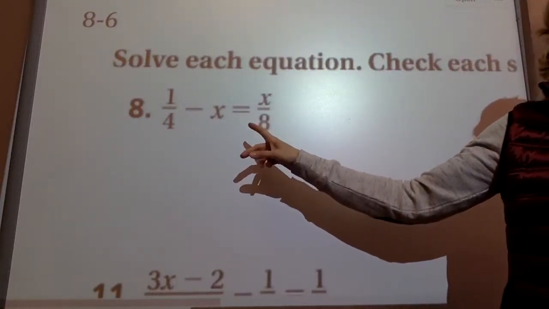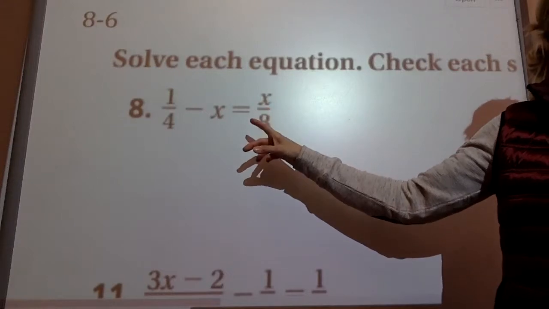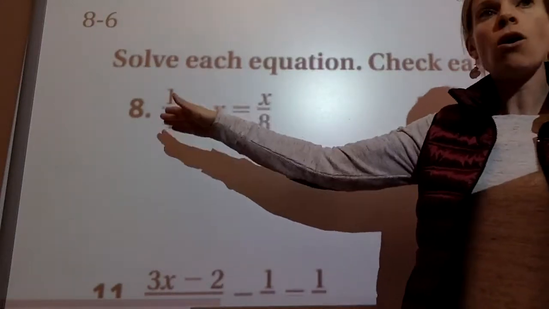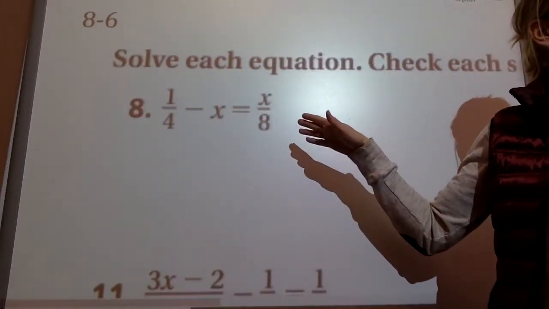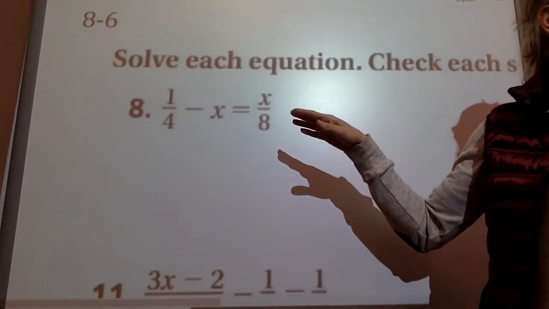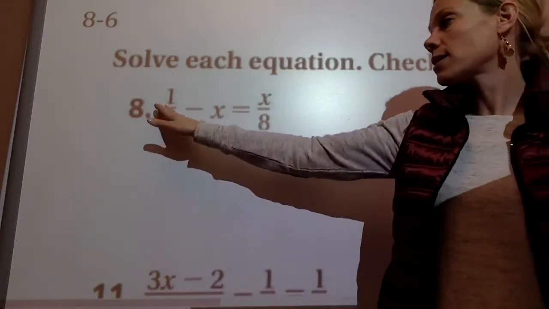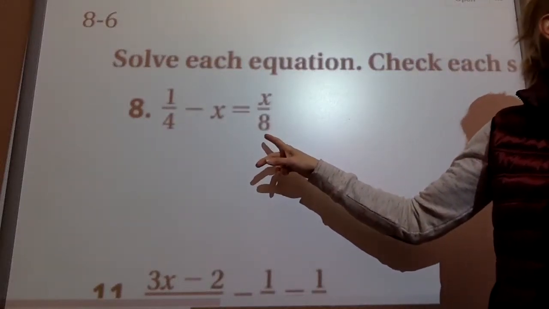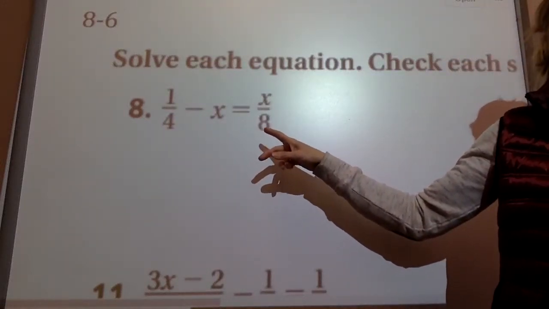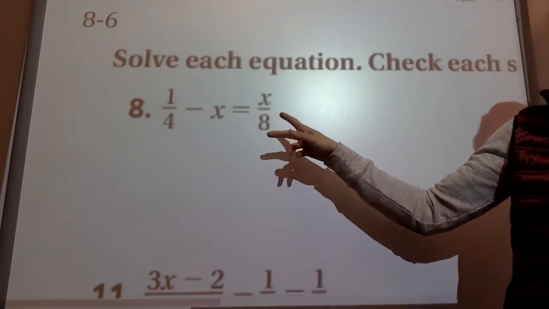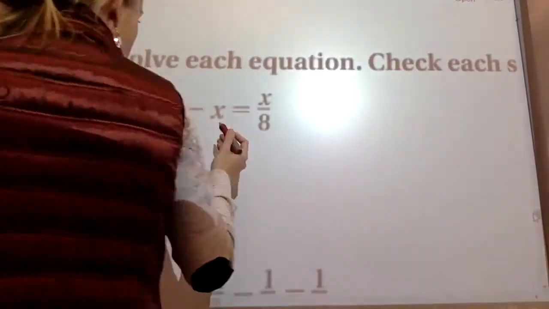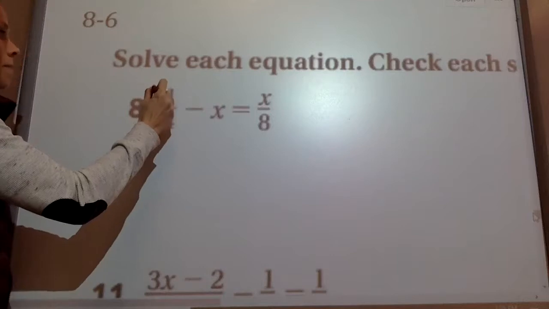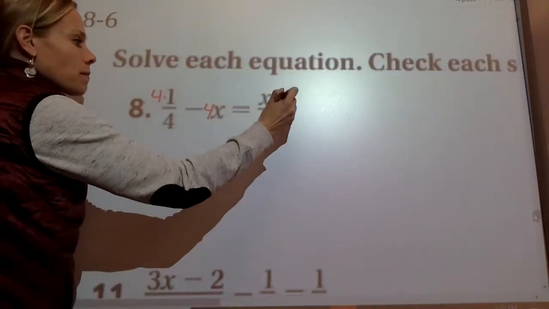So what you're going to do is take whatever is in the denominator and multiply all the terms by that, and that will eliminate the fractions. So in this first one, I see that on the denominator I have a 4 and an 8. You pick which one you want to do first. It doesn't matter. 4 or 8, which one? 4. Okay? So what we're going to do is take every single term times 4.